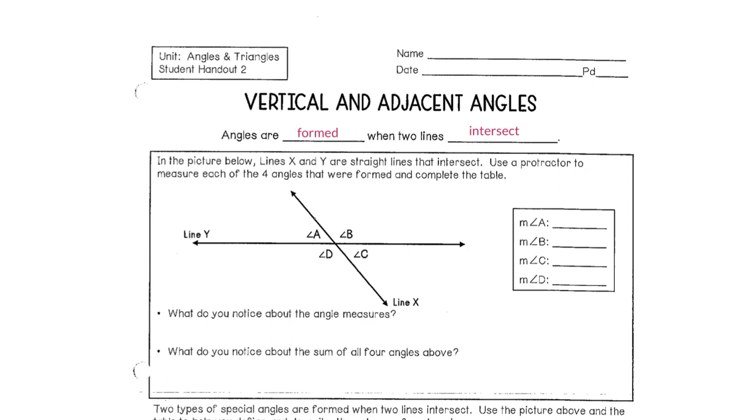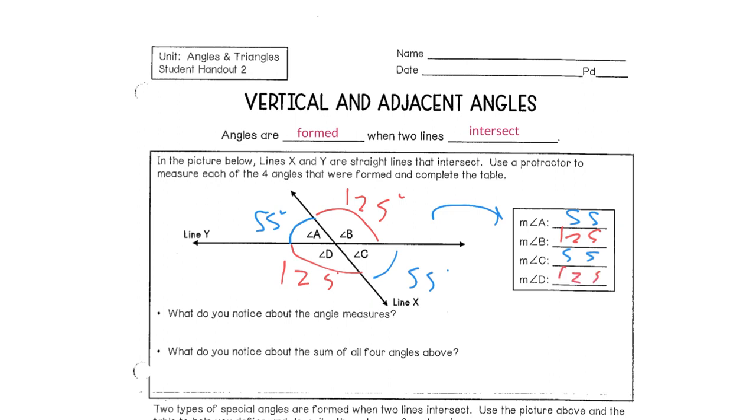And what you found is that angle A is 55 degrees. And then angle B is 125 degrees. And then angle D is also 125 degrees. And then angle C is also 55 degrees. And then you're going to take all that information and you're going to fill it in on this side here. So angle A is 55 degrees. And angle C is 55 degrees. Angle B is 125 degrees. And so is angle D, 125 degrees.